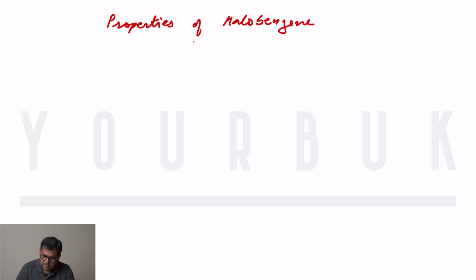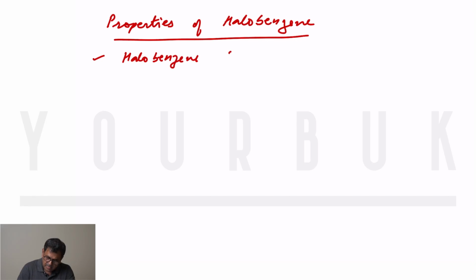Now we will discuss the properties of halobenzene. Whenever you have to take some halogen, you always take either chlorine or bromine. Now the first point is that halobenzene have a higher boiling point than benzene.